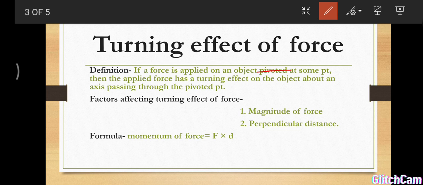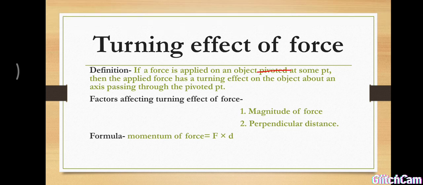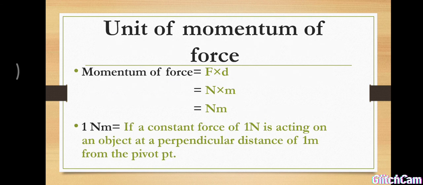Now we are going to see the factors affecting the turning effect of force. First factor is the magnitude of force. As you increase the force, the turning effect also increases. Second is the perpendicular distance. As you increase the distance, the turning effect also increases. With this concept, we write the formula for moment of force equal to F into D, force into perpendicular distance.